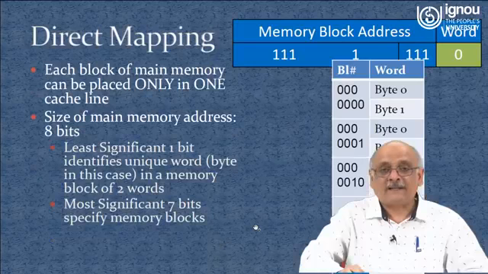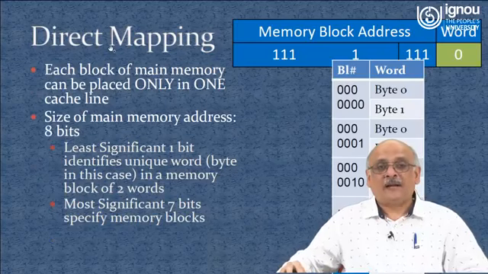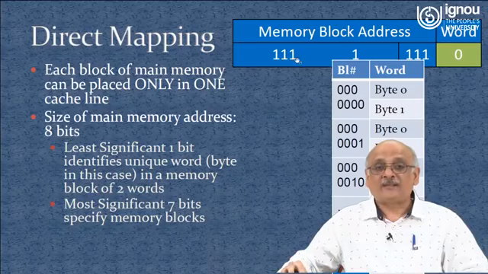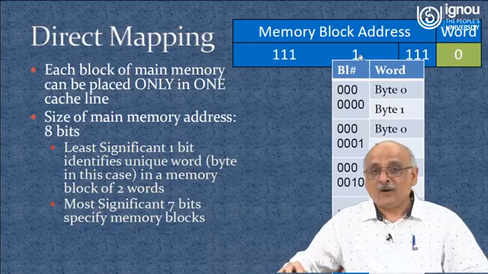Now this is direct mapping. Each block of main memory can be placed only in one cache line. That is very, very important here. So how many bits is this? 8 bits.